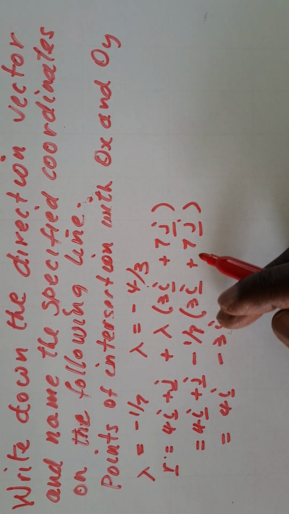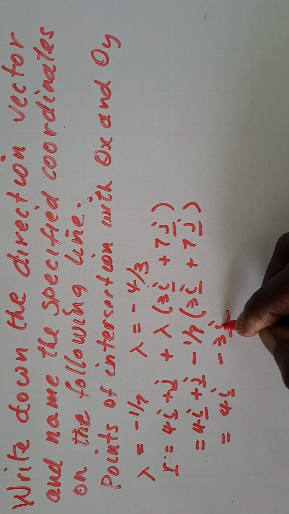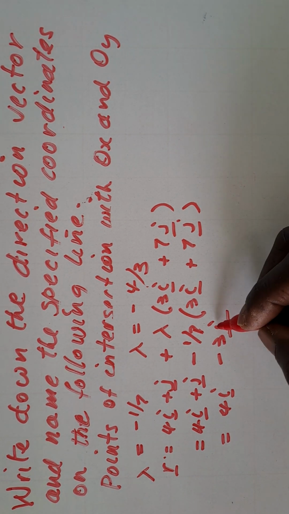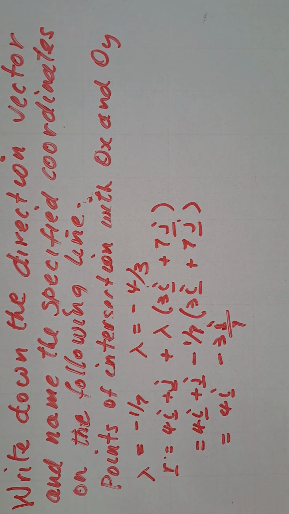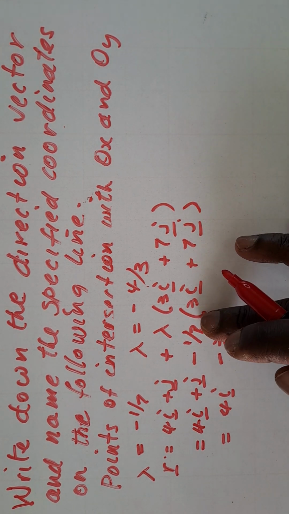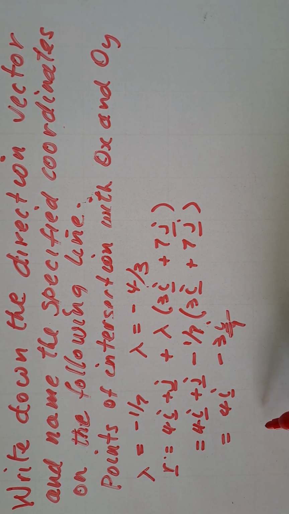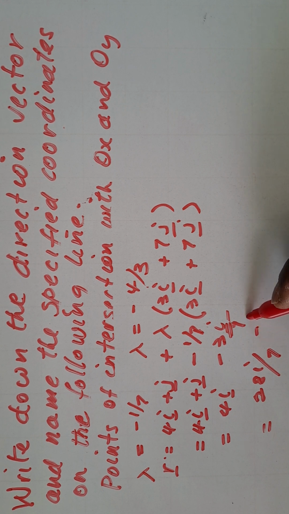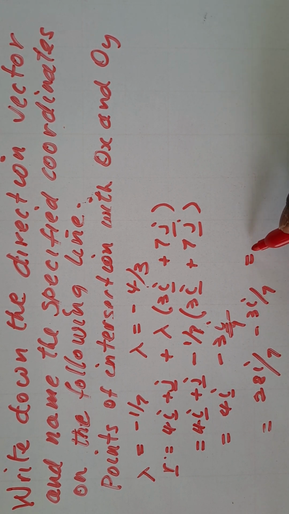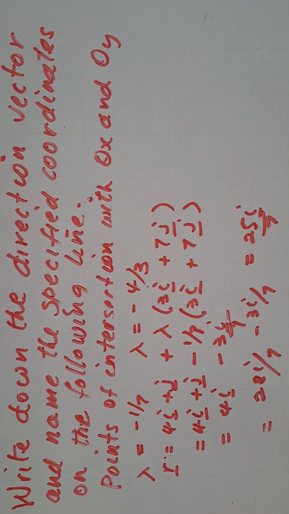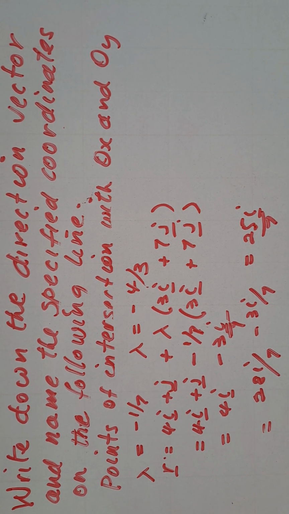I urge you to go through this step by step. This is J, by the way. No, I, sorry. Please go through this step by step. And we can write this as 28I over 7 minus 3I over 7, which gives us 25I over 7.